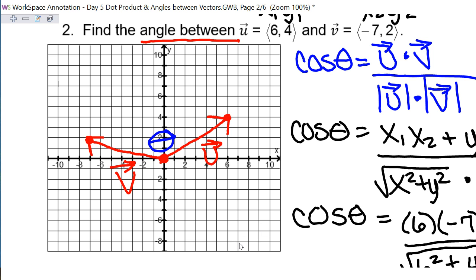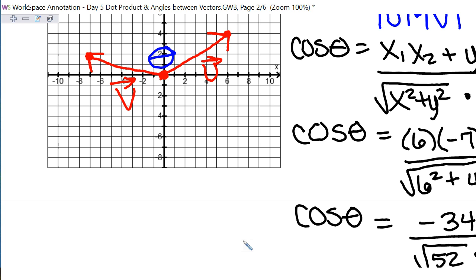Now, this is an arc cosine value. We want theta to be in degrees, so make sure your calculator is in degree mode. And since this is an arc cosine value, make sure you do second cosine. For the denominator, you'll have to make sure you group it in parentheses. So second cosine, and inside the parentheses, you put the -34, and then the division symbol. Now the denominator has to be in parentheses. So after the division sign, open up a parenthesis, square root of 52 times square root of 53. Close the parenthesis, close the parenthesis.